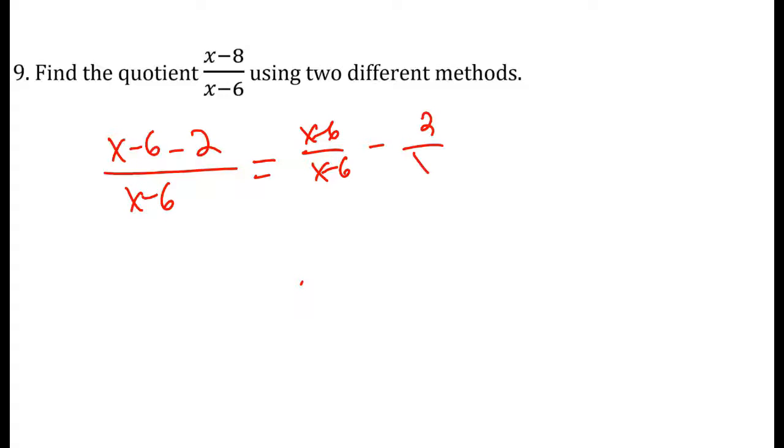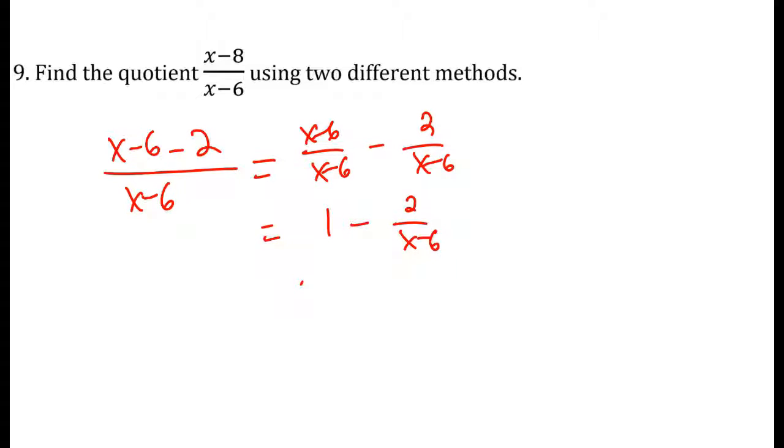Find this quotient using 2 different methods. Well, this looks like one that I can quickly do by inspection. I want an x minus 6 up top, so without changing the value, I'm going to have a minus 2 also in the numerator, because that's the same thing as x minus 8. This gives me x minus 6 divided by x minus 6, minus 2 over x minus 6. 1 minus 2 over x minus 6 is the quotient.